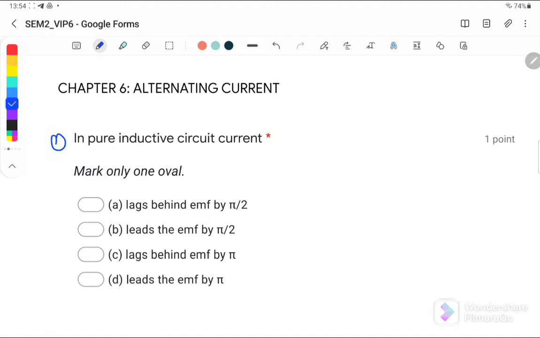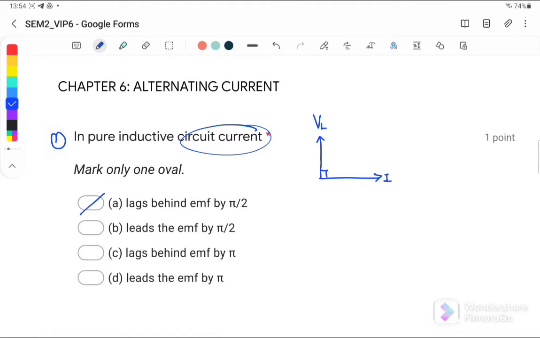In a pure inductive circuit, the current lags behind the EMF by pi over 2. Because we know that when the current starts from 0 degrees, VL already leads I by 90 degrees. So the current lags, meaning it is behind. I lags VL by 90 degrees or pi over 2.